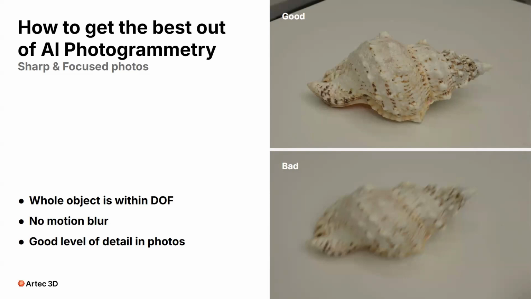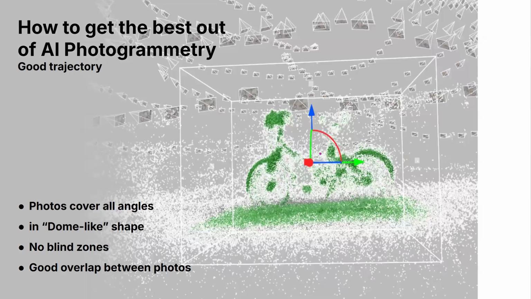So you see a better example right here, which can potentially worsen the reconstruction results. You would generally prefer to avoid motion blur and have a good level of detail in your photos. So try to avoid extreme values of ISO. Try to avoid once again overexposure, to have a good color distinction and to preserve the original color of your object.